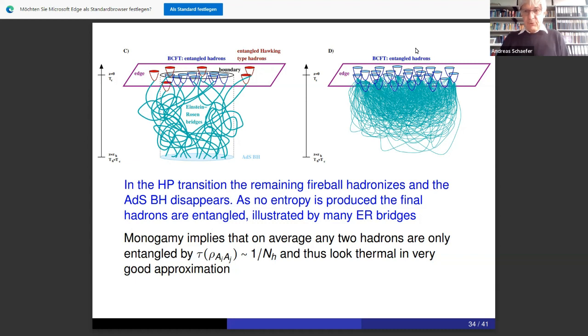And then you are left with all kinds of highly entangled hadrons, which, according to Susskind and Maldacena, one could think of as having all kinds of bridges. However, the correlation between any two of these is very small. That is what is called monogamy of entanglement, namely that when you have a completely entangled state, then the entanglement between any two of them goes like one over the number of these.